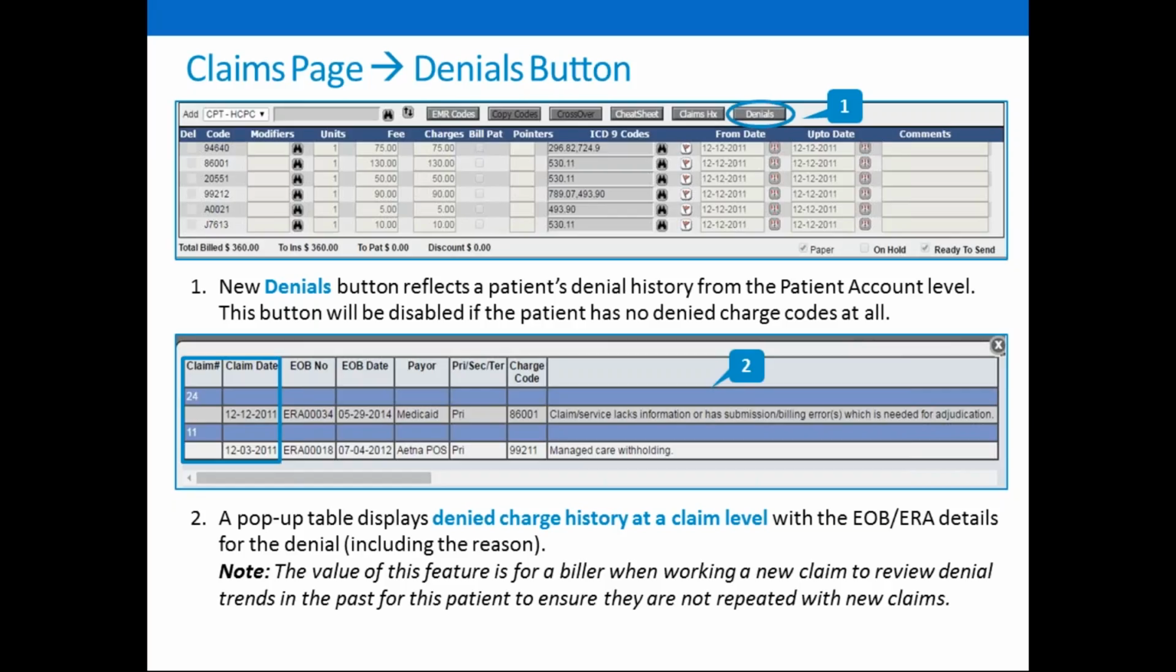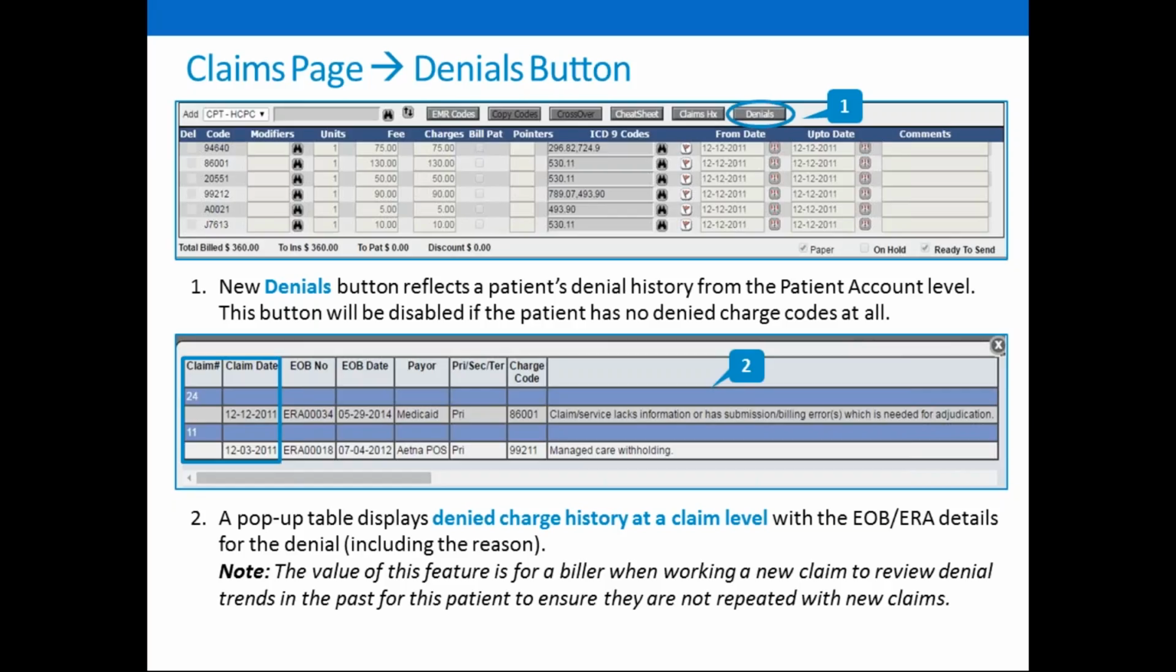So in conjunction with working the new claim today, you can perhaps be proactive and prevent a future denial, because if you review the previous denials, it may be a scenario that today's claim actually includes, and you can go ahead and fix it before you ever bill that claim.